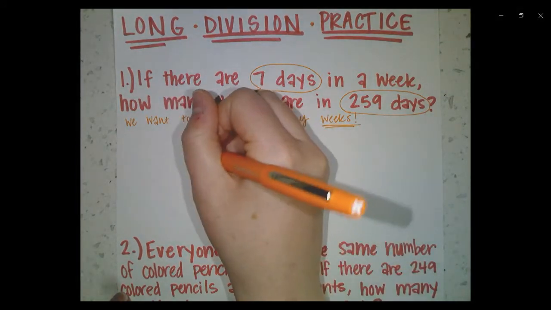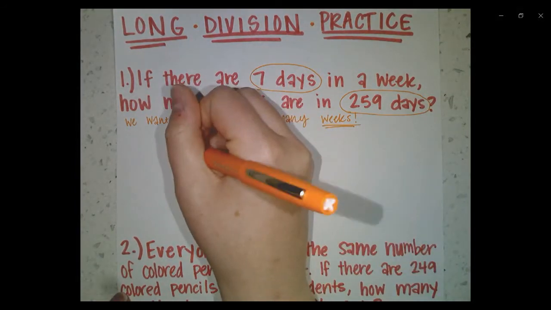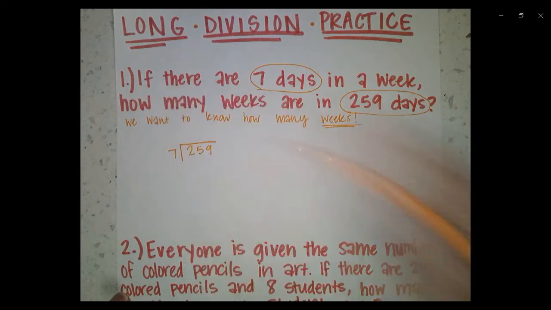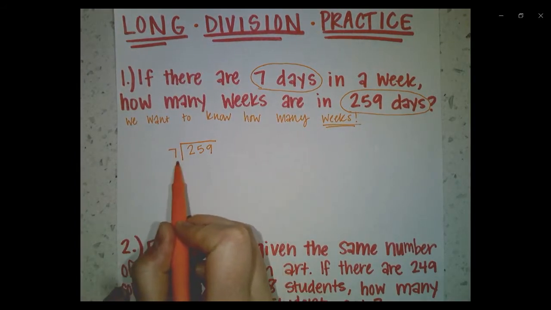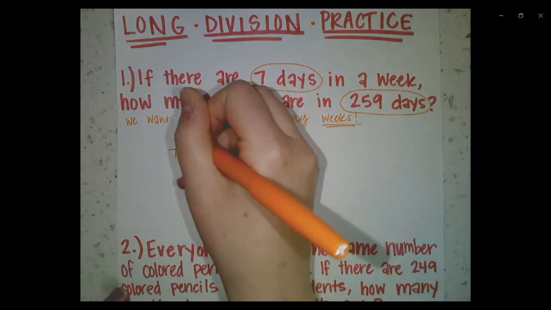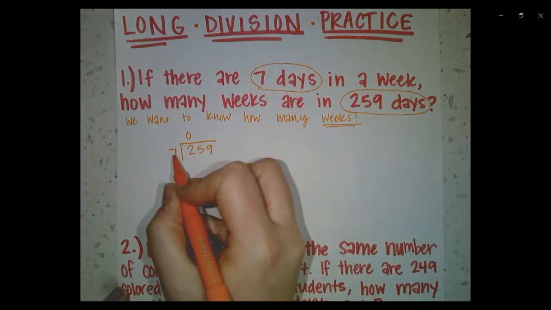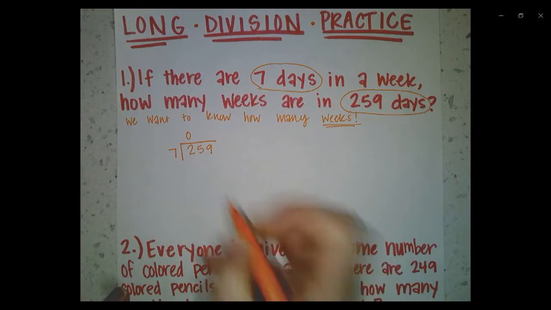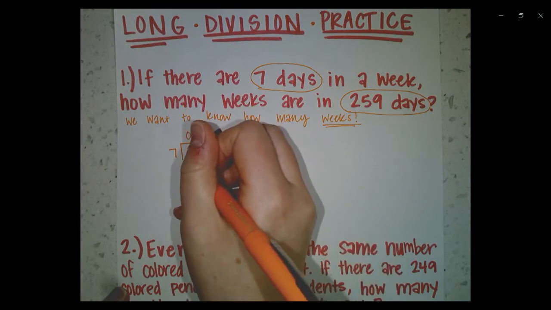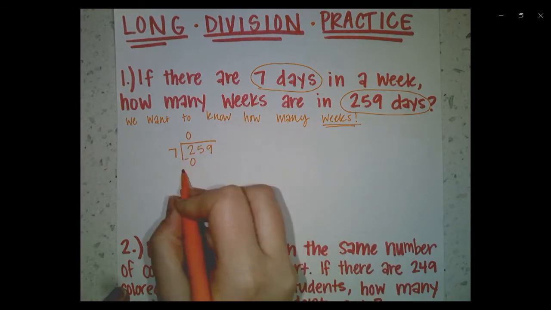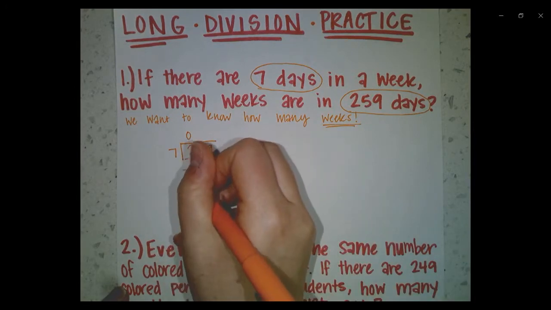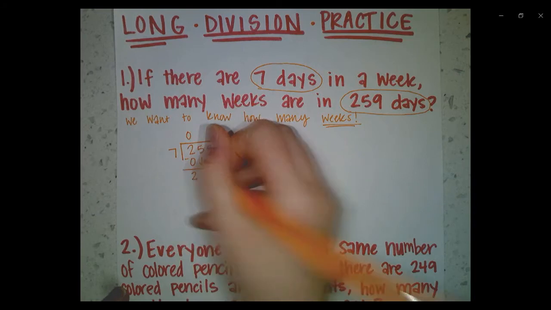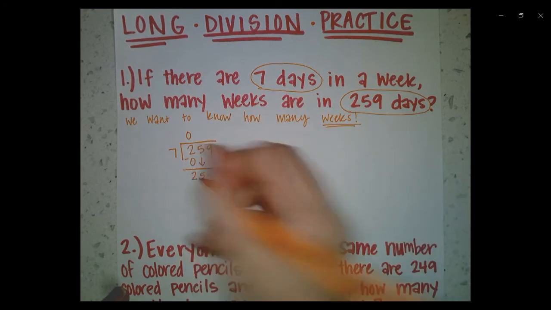And so 259 goes in our little house, that's our dividend. And 7 goes on the outside of the house, which is our divisor. And so now we need to go ahead and start dividing. How many times does 7 go into 2? It goes 0 times. So 7 times 0 is 0, and 2 take away 0 is 2. And then we bring down the 5.